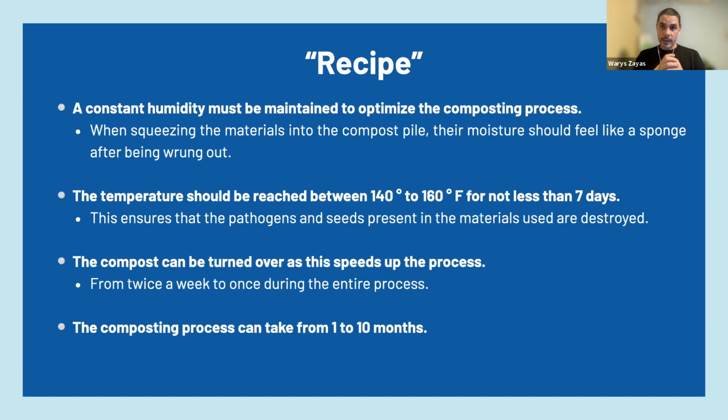How many times can we turn our compost? From twice a week to once during the entire process. That all depends on the conditions that you have there. If you don't have equipment and you have a huge pile, that pile is hard to turn. So sometimes it's preferable to keep that pile static, and you just keep mixing the material within the piles as much as possible.